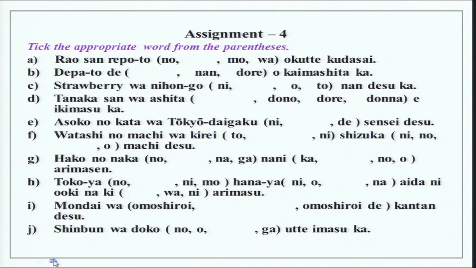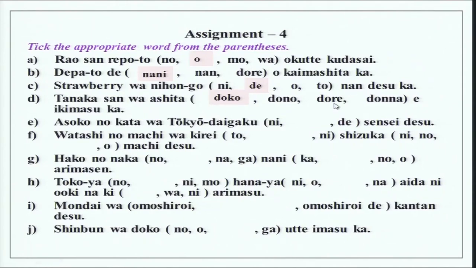Rao-san, repoto o okutte kudasai. Please send. Depato de nani o kaimashita ka? And please, it's nani over here and not nan. Nan is used with numbers most of the time. Strawberry wa nihongo de nan desu ka? De as in in. Tanaka-san wa ashita doko e ikimasu ka?